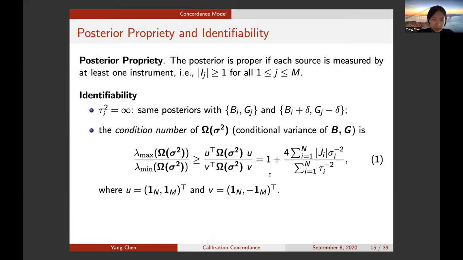So we studied the condition number of the precision matrix of the conditional Gaussian distribution of the effective areas and the fluxes. And we show that if tau_i squared is much larger than sigma_i squared, then we have very elongated posterior contours, and then the computation and the inference will be difficult. This means that if the prior variance, tau_i squared, is much, much larger than the observational noise, then probably we have a problem.